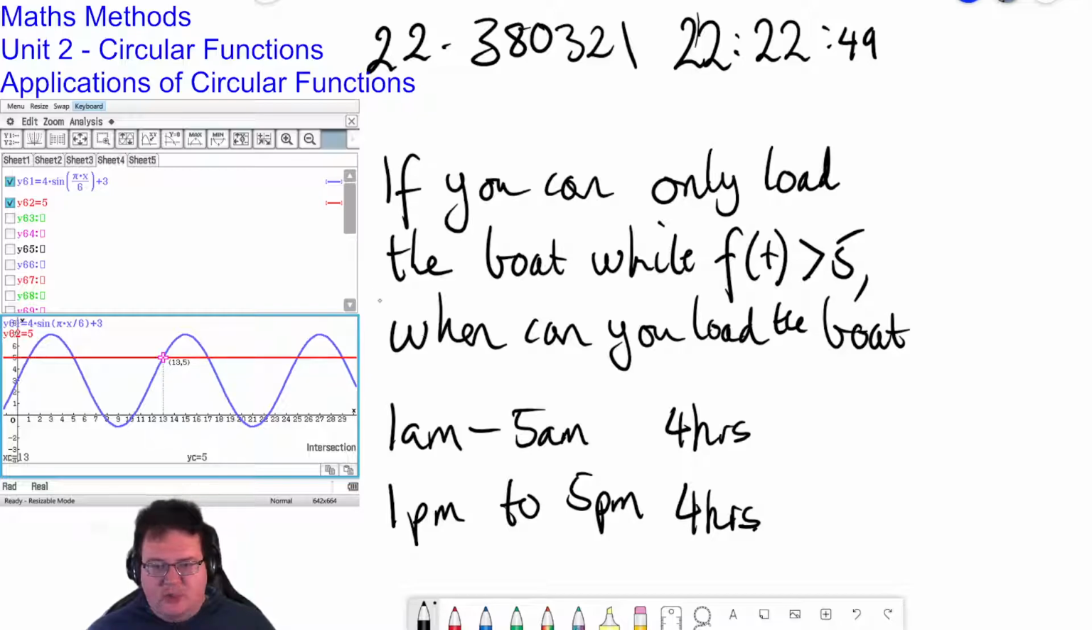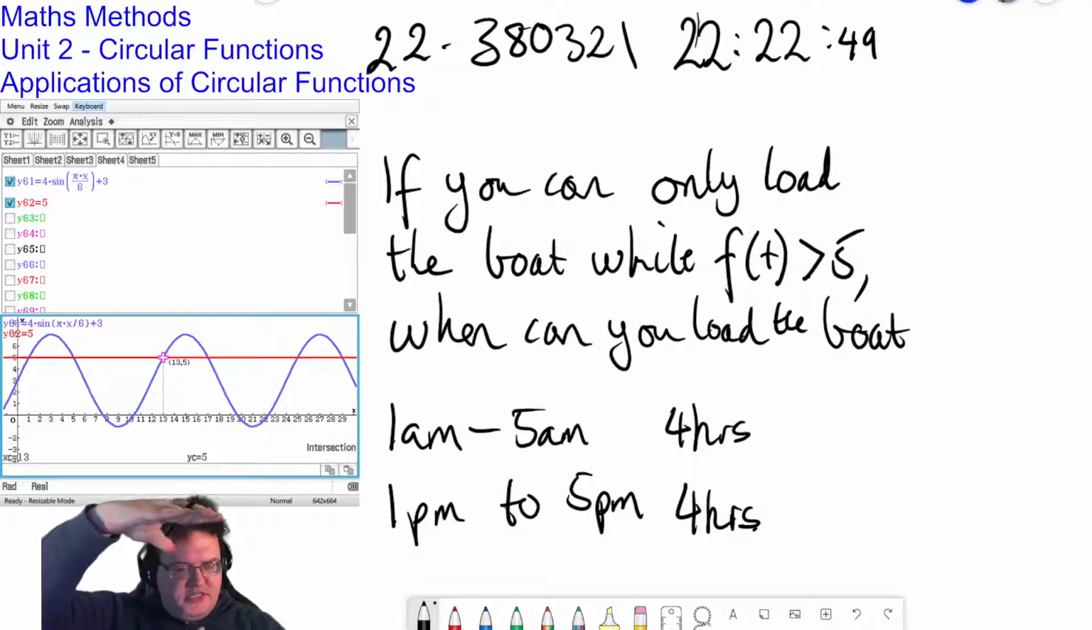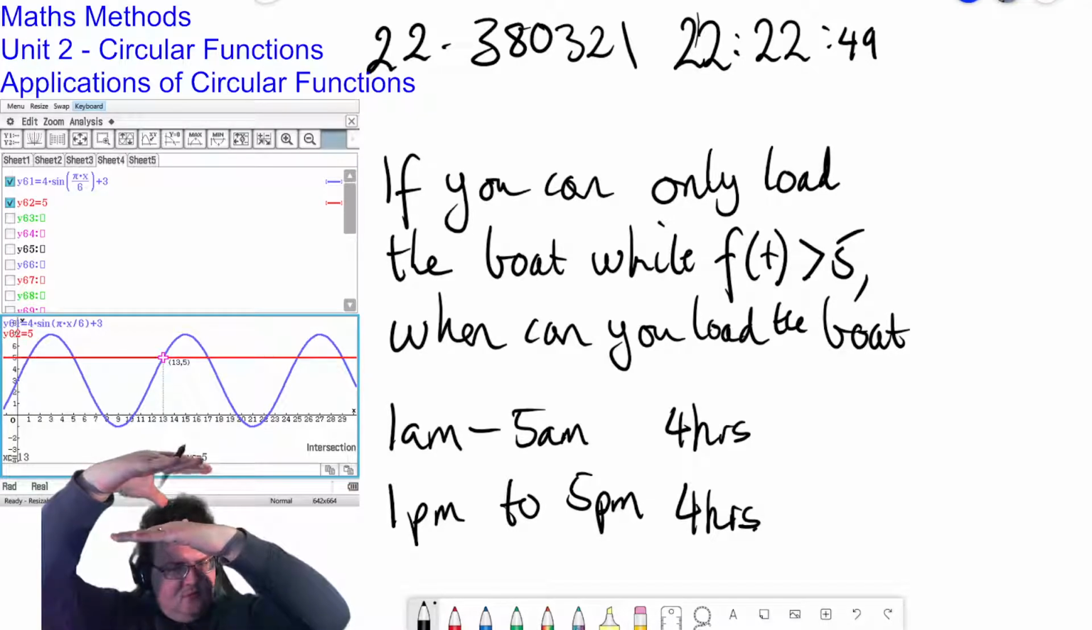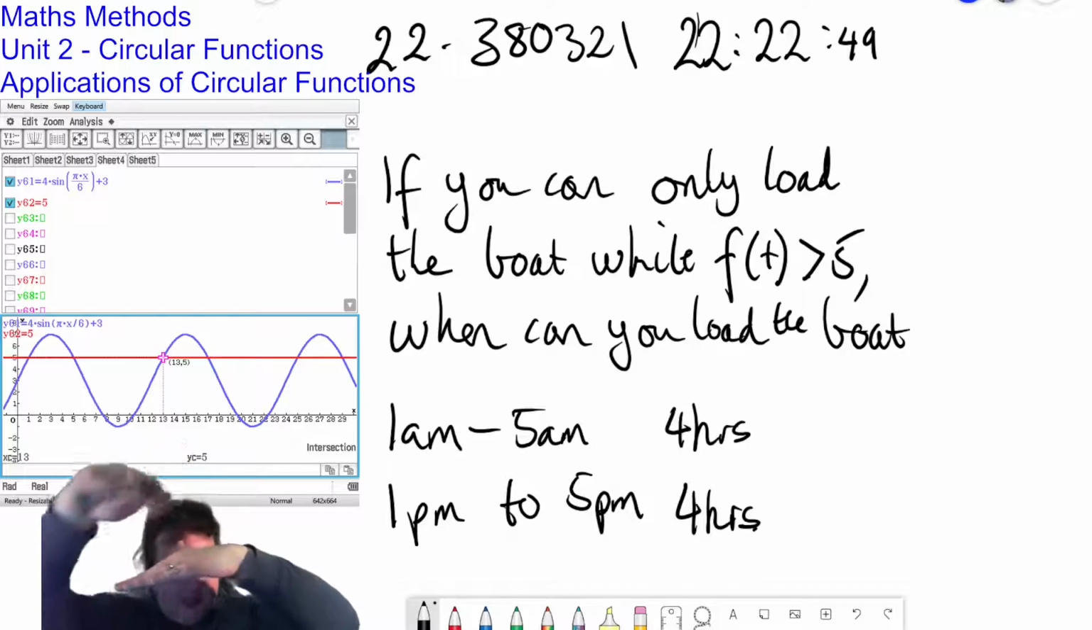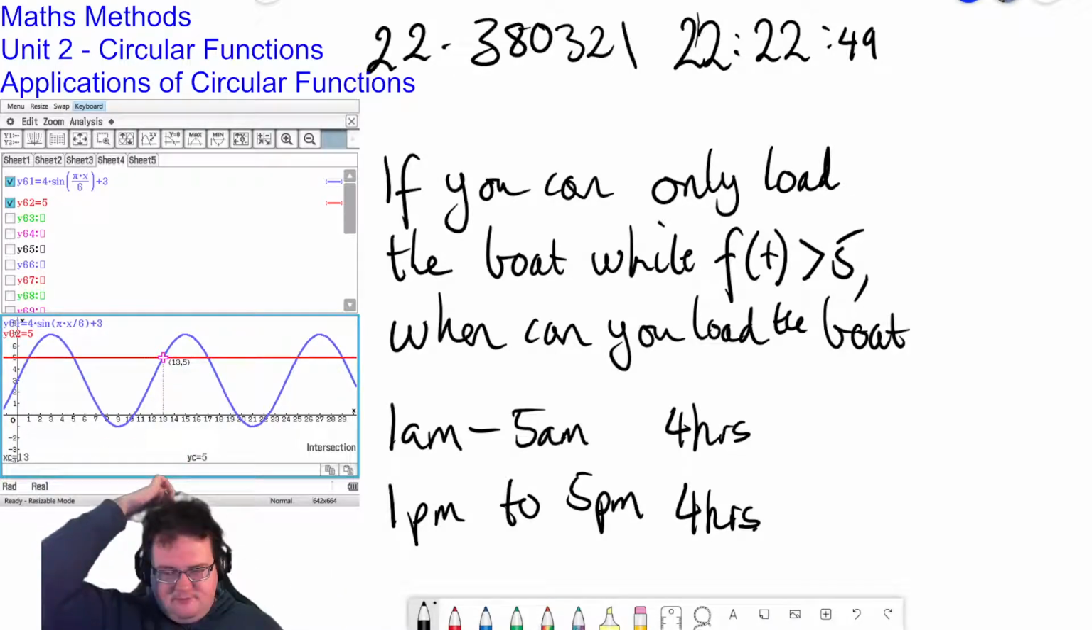All right, so the boat might be in dock the entire time, but it could be one of those boats that needs to be a particular height for the water so that everything lines up so everyone can load on the gangway.